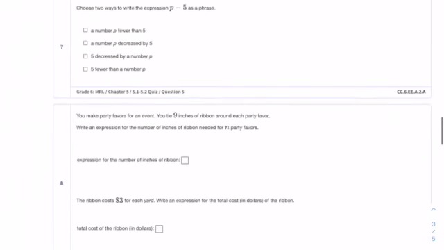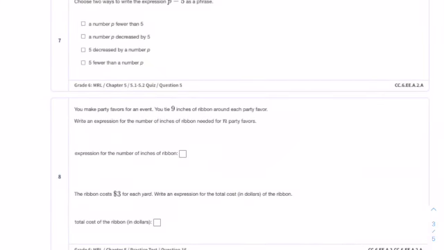Okay, moving on from that. Number 7. Choose 2 ways to write the expression P minus 5 as a phrase. So we have 4 options here. I'm just going to write them all out as algebraic expressions, and then we're going to pick the ones that match P minus 5. A number P fewer than 5.